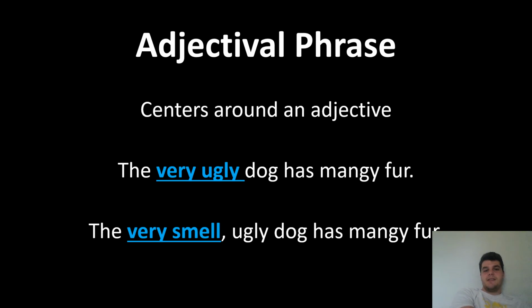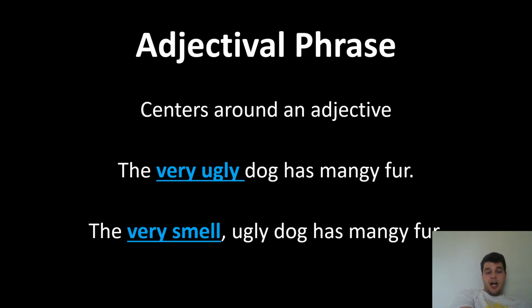All right, third type is the adjectival phrase, which centers around an adjective. And you may see this written as an adjective phrase, but the way our standards refers to it is adjectival. Just know it's the same thing. So again, in blue and underlined, the very ugly dog has mangy fur, or the very smelly ugly dog has mangy fur. So ugly is an adjective that is describing dog. But the word very is intensifying or it's describing ugly, okay?